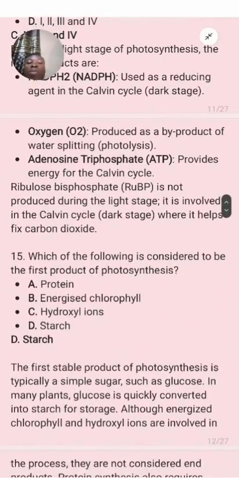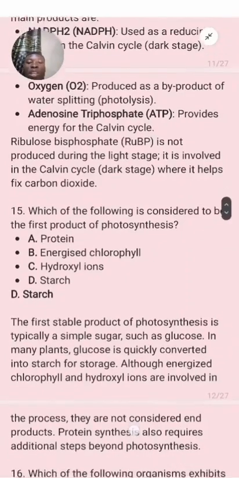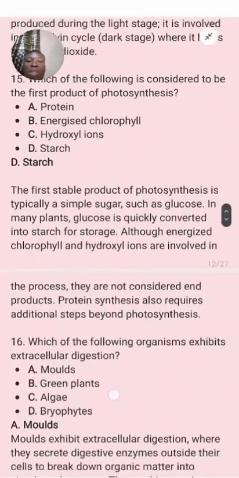So 15. Which of the following is considered to be the first product of photosynthesis? The first product of photosynthesis should be sugar or glucose, but you can see that there's no such option here. Since we don't have such an option, we need to look into what glucose will eventually be converted to. Glucose will be converted into starch. So we may have to go for starch. So starch will be the correct option.